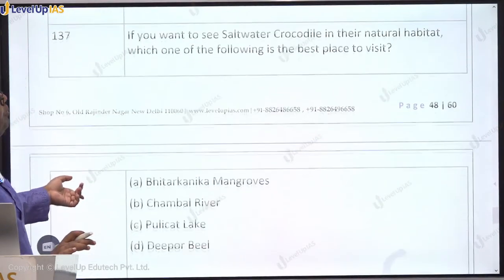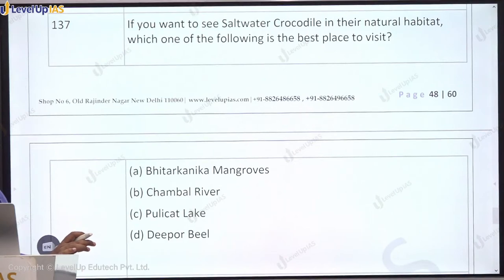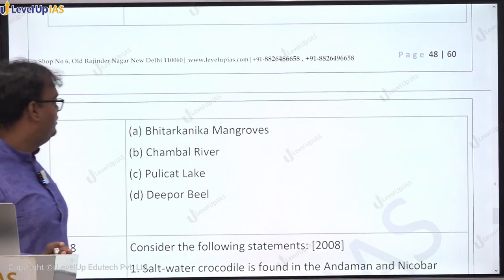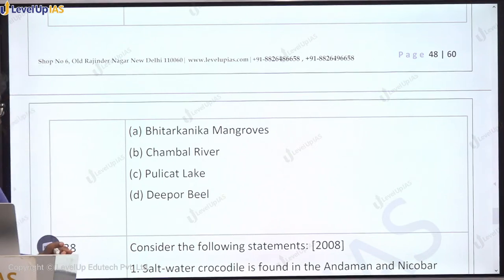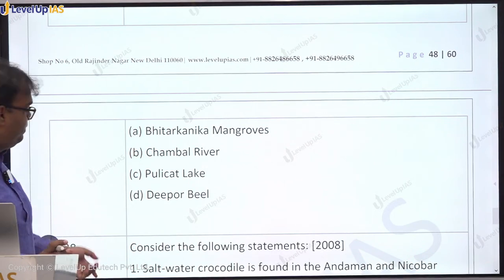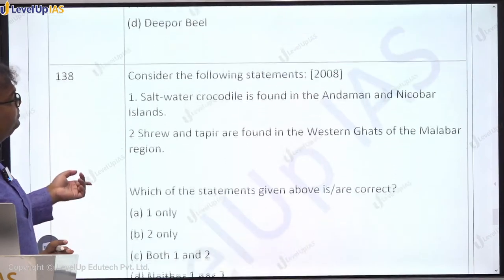137. If you want to see saltwater crocodile in their natural habitat, which one of is the best place to visit? Huh? Bhitarkanika? Right. They are all freshwater. Rest all are freshwater. Saltwater crocodile is found in brackish water. And thus Bhitarkanika would be the place. Got it? 138.